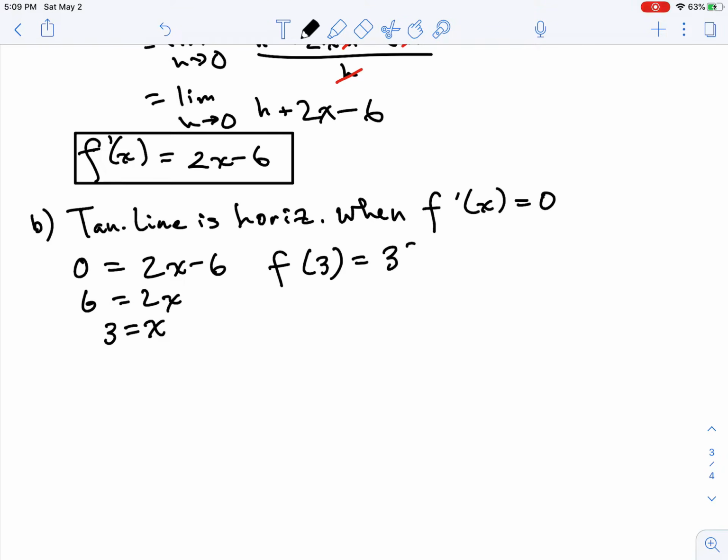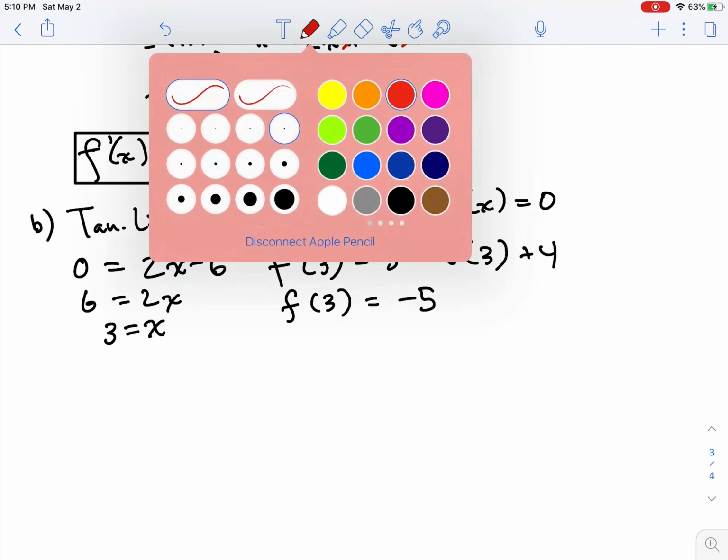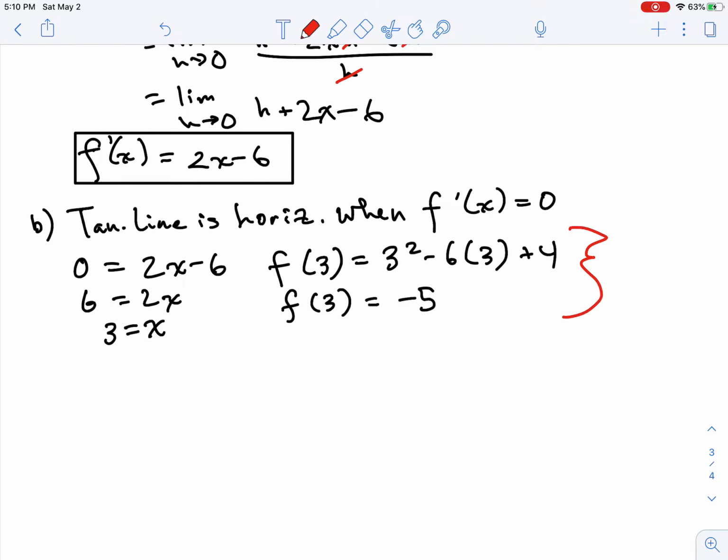So f of 3 of our original function is 3 squared minus 6 times 3 plus 4. So f of 3 is equal to 9 minus 18 plus 4, which is negative 5. So make sure you do this, and I'm just going to emphasize, not f prime of 3. Make sure that you plug into the original function.